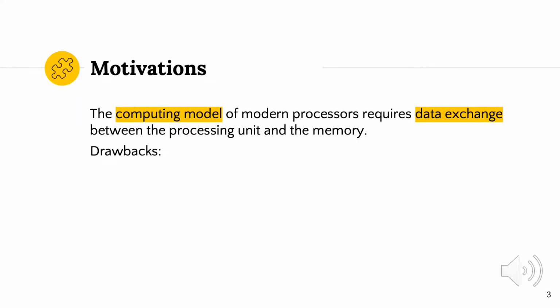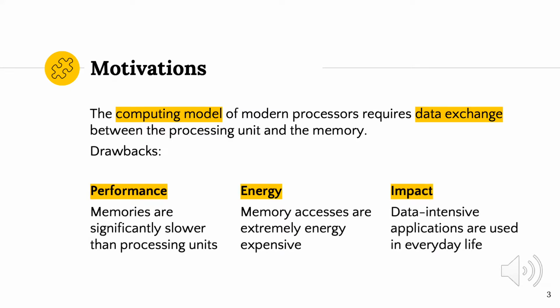The motivations behind this work are related to the computing model of modern processors that is based on the data exchange between the processing unit and the memory. This model has three main drawbacks. First of all, memories are significantly slower than processing units. They are the actual performance bottleneck. Also, memory accesses are extremely energy expensive. And this has a huge impact, especially on data intensive applications that are now used in our everyday life.